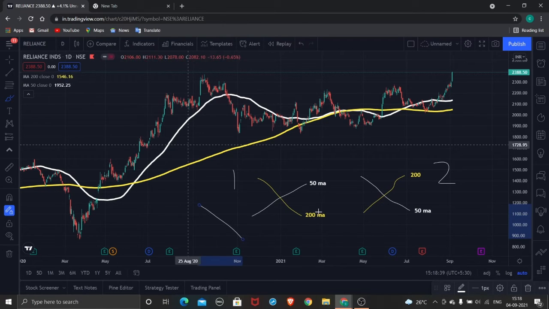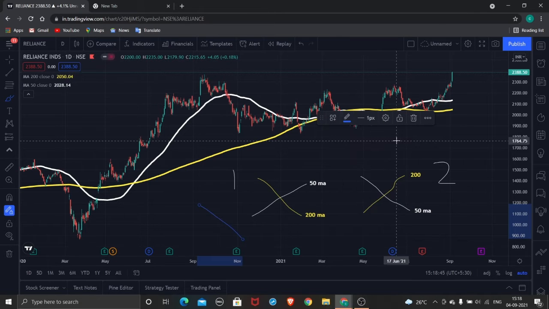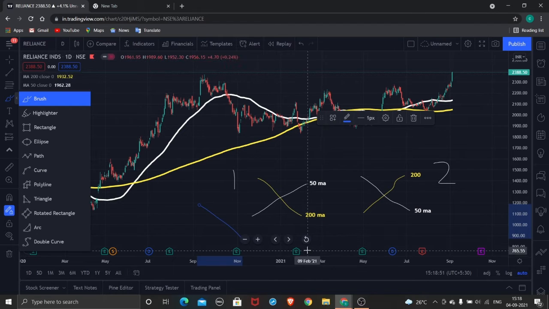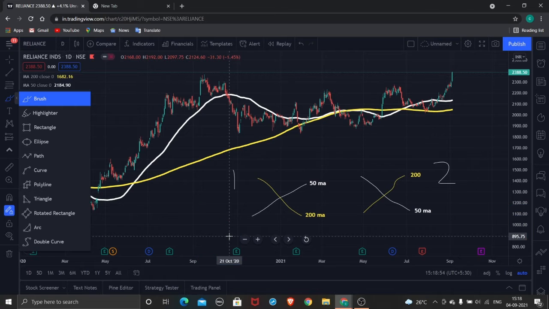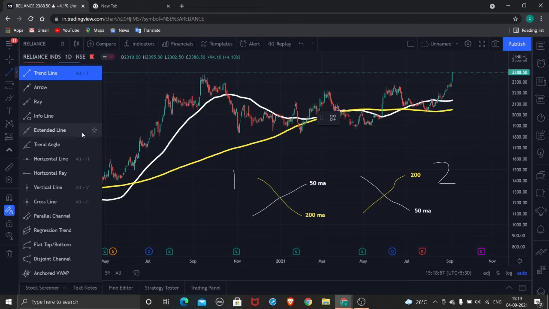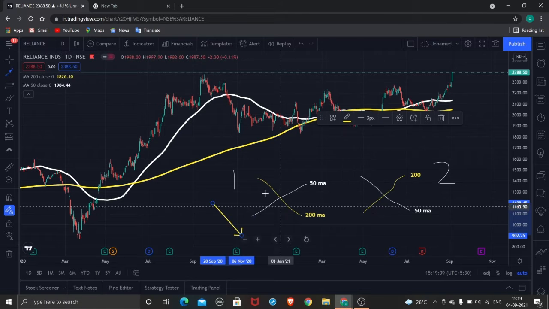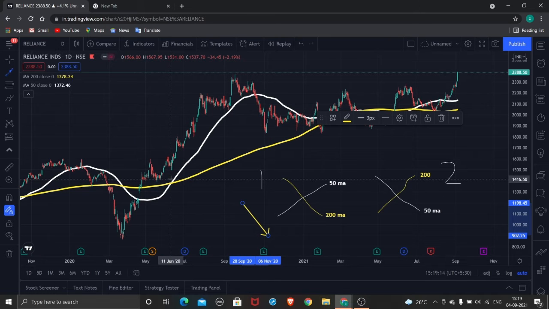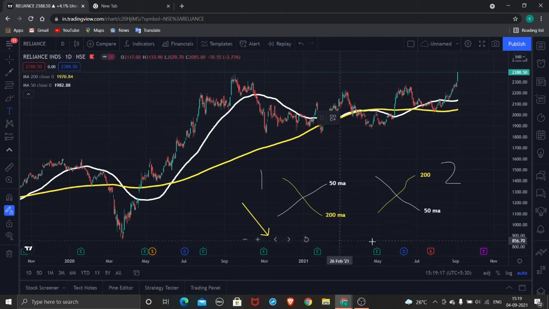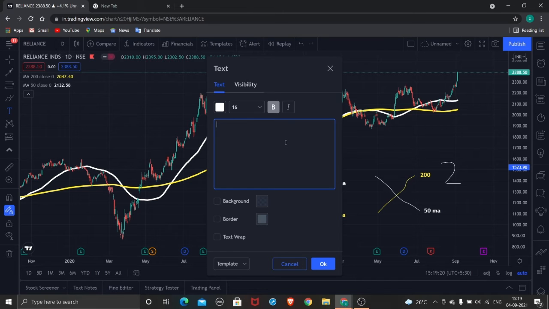Let me change the color, because it is going to be a bit confusing if I keep the white color as it is. Here is the arrow. We can use an arrow indicator here. So if the 200 moving average crosses the 50 moving average in a downward direction, then the market is going to be bullish, which means green candles are going to occur. So let me add a text over here: bullish condition.